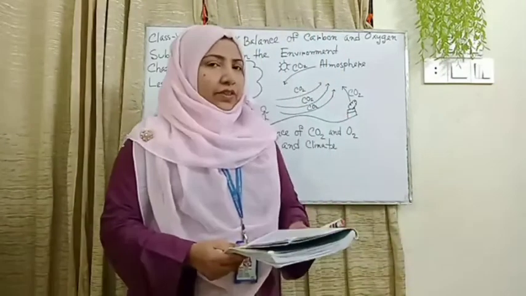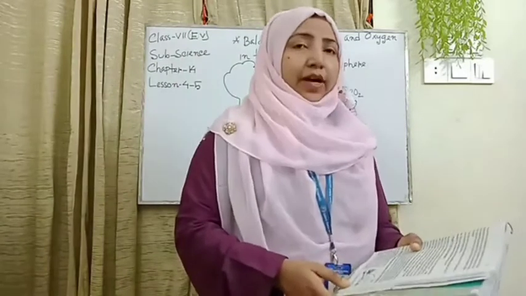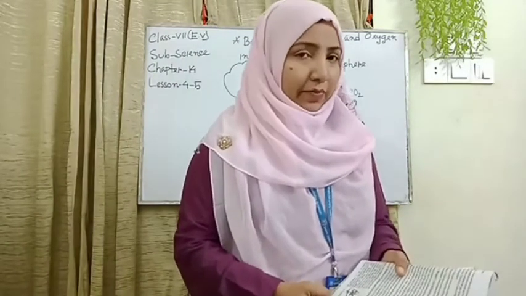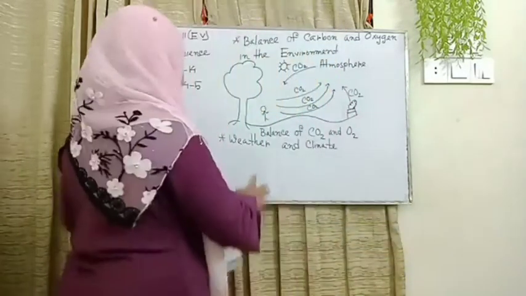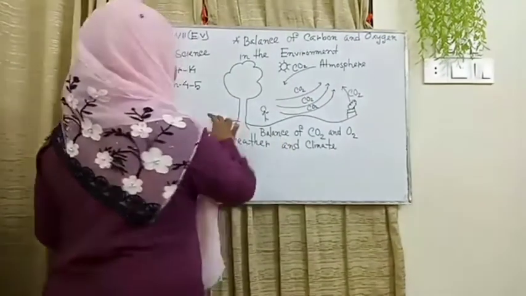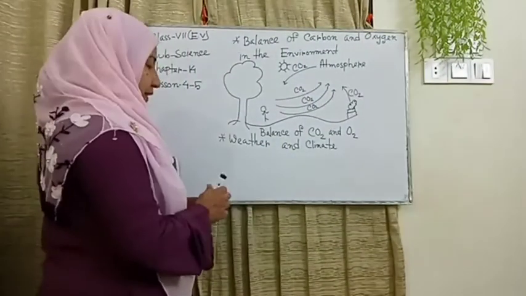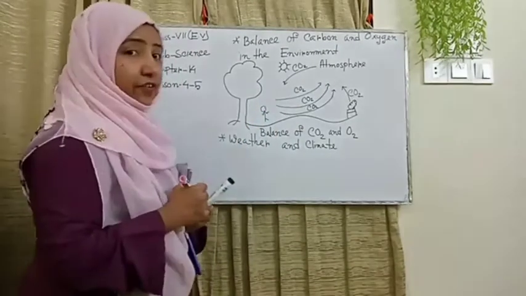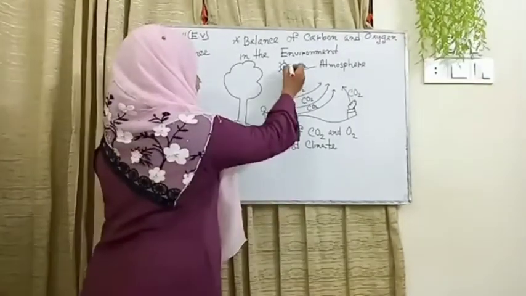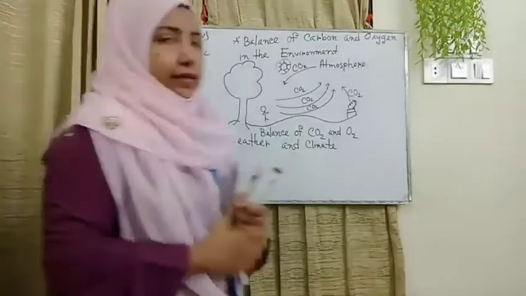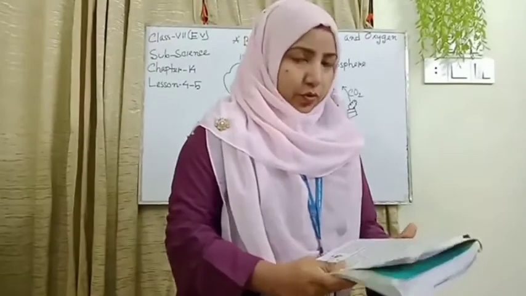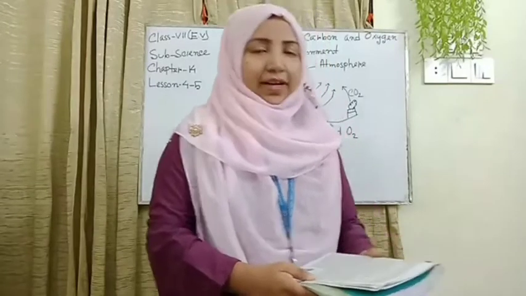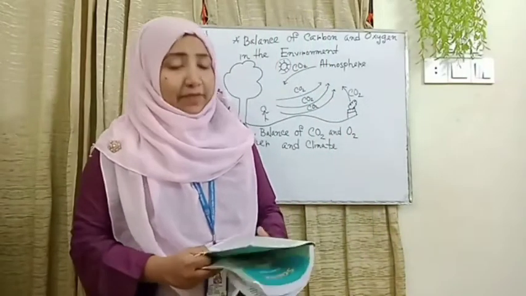Today, our first lesson is the balance of carbon and oxygen in the environment. Here I draw the balance of carbon dioxide and oxygen. Here see the first structure is the atmosphere, and here is the green tree, and here also the sun. Okay, now everyone see the books. What's the meaning of the balance of carbon and oxygen in the environment?